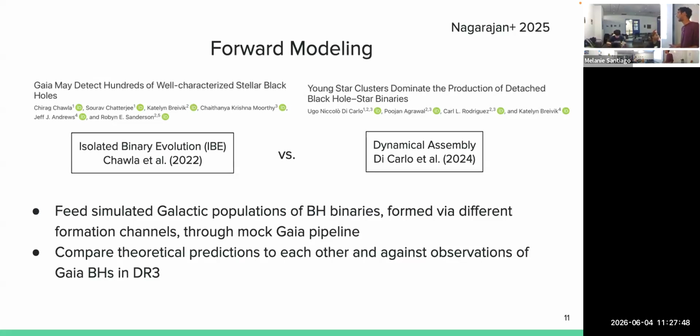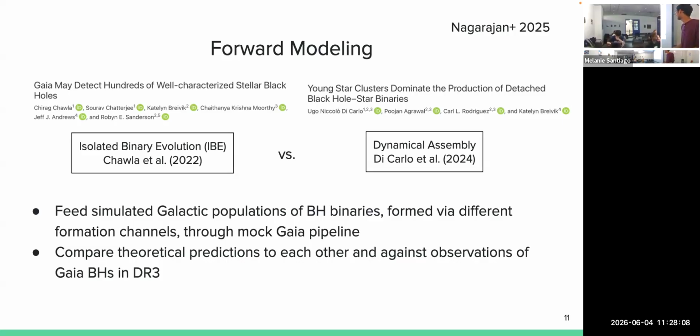Another one was produced after DR3, when the challenges with IBE became more apparent, and so they assumed dynamical assembly. That was DiCarlo et al. in 2024 from Carl Rodriguez's group. And I fed them through this mock Gaia pipeline in order to produce a simulated catalog of Gaia black holes.